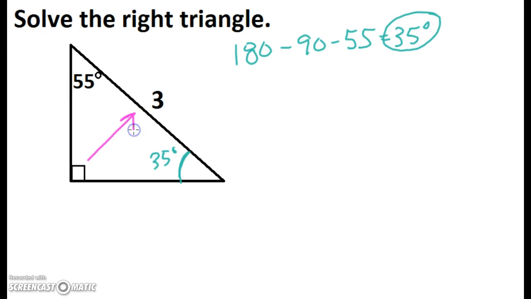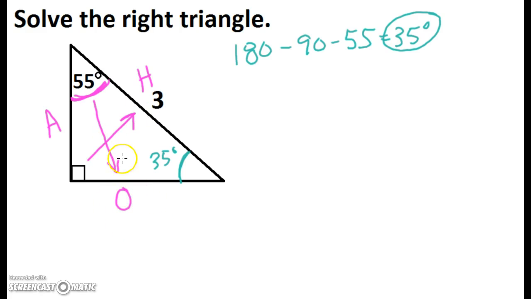First side, the side that's across from the right angle, is always the hypotenuse. I'm going to use the 55 just because that was given to us, but you could use the 35 if you want to label your triangle. So I'm going to make this side O, and this side is going to be A. All right, so I need to solve for O and A, and I'm only given H. So what you need to do is just pick one. Like, okay, let's solve for O.